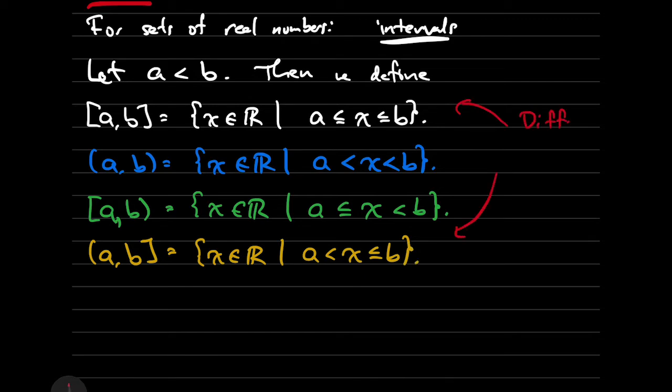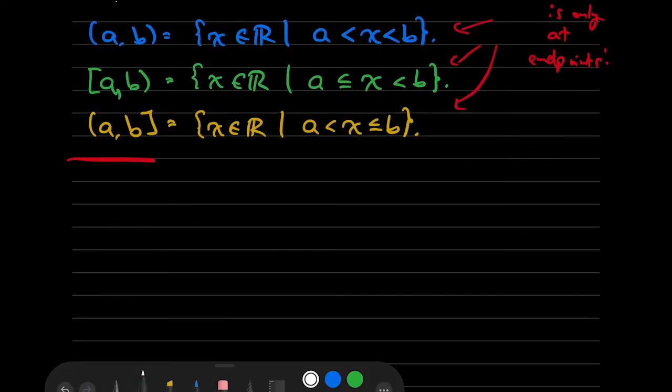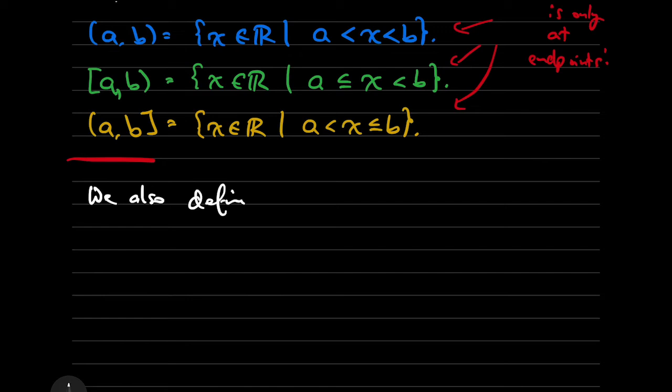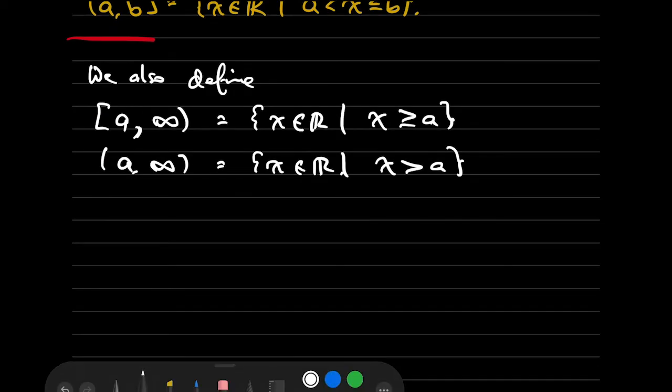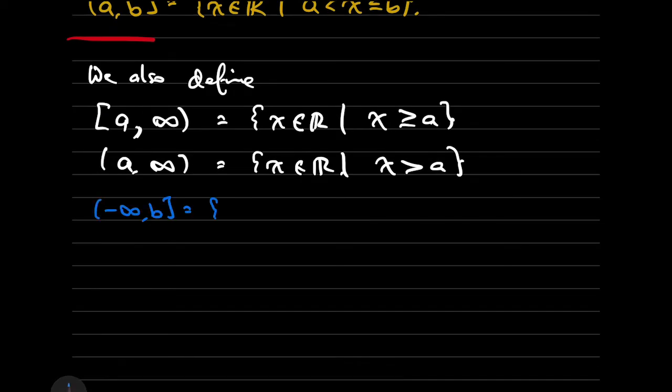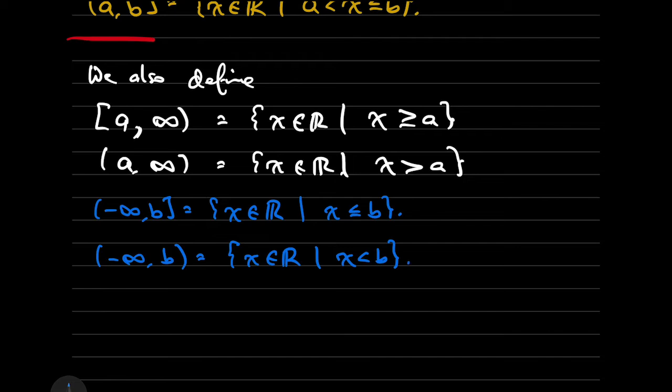We can also have the half-open intervals: closed on the left, open on the right, and open on the left, closed on the right. The rule to remember here is that the square bracket means that you include the endpoint on that end, and the round parenthesis means that you do not. We also allow for unbounded intervals with this notation. So for example, we can have intervals unbounded to the right, unbounded to the left.